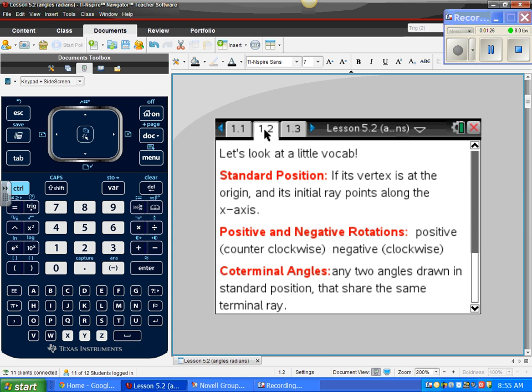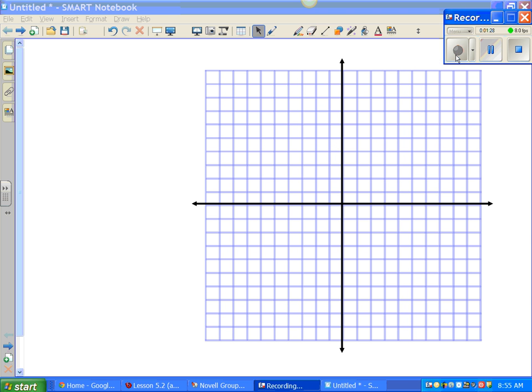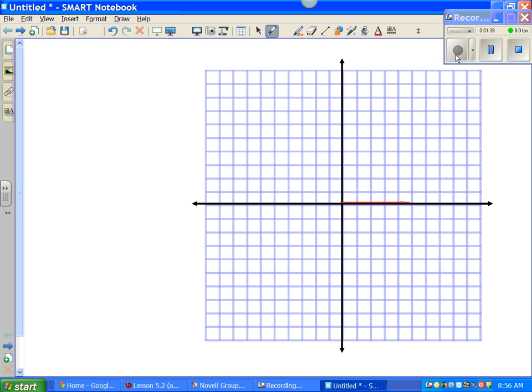So let's take a look at what that looks like. Okay, so what does standard position look like? Again, you're going to have the vertex at the origin, the initial ray is going to be along the x-axis, and we wind up doing rotation. So what I mean by initial ray, what does initial mean? Start, okay? So this would be your initial ray.